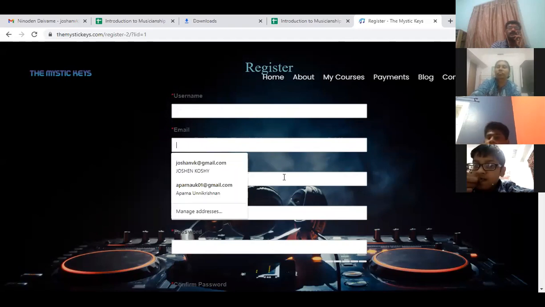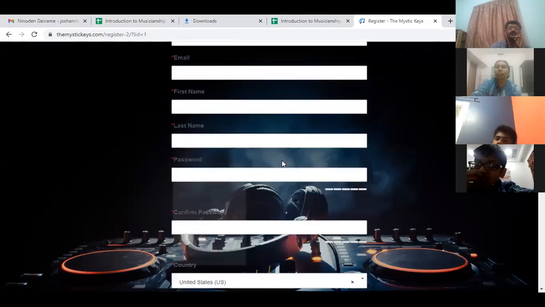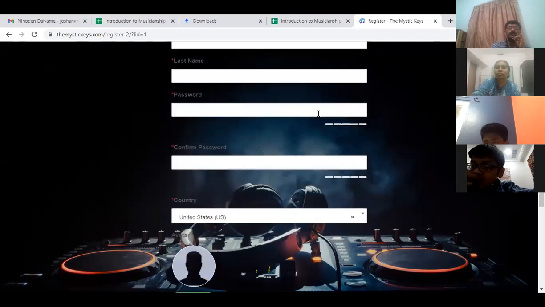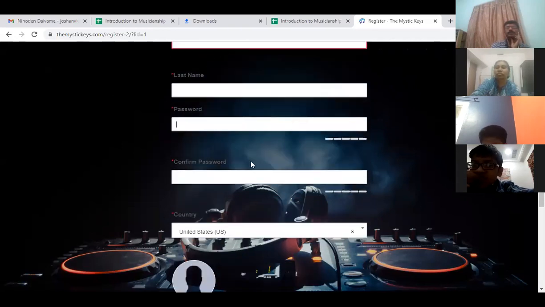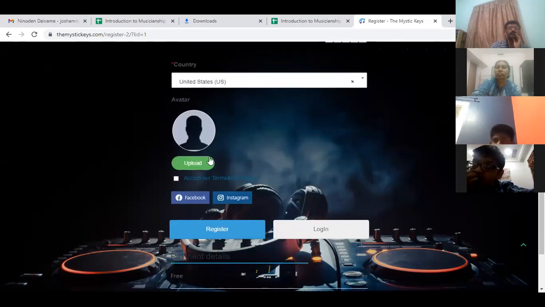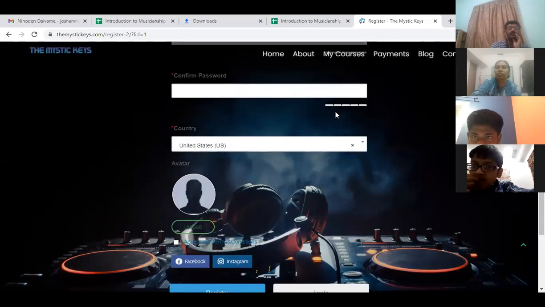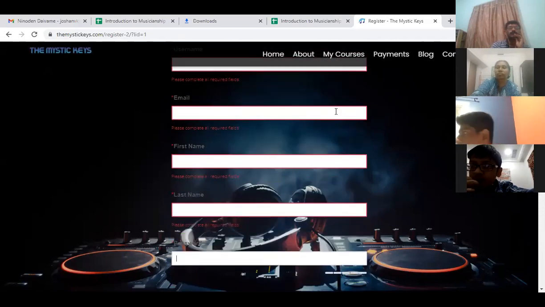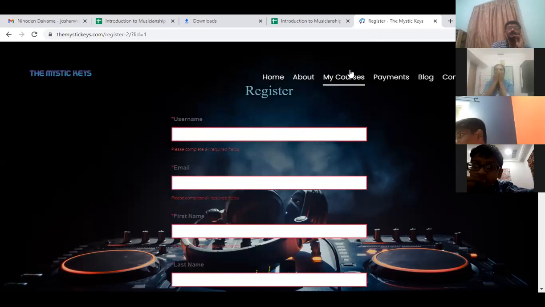Email, your normal email. First name, last name you can give. Password, something more than 6 letters, usual passwords you can give. Country, and if you want, you can upload an image also, and click register. It will register if there are no other problems. If there are errors, it will show, and you have to redo this. That's it. Nothing big, not rocket science.